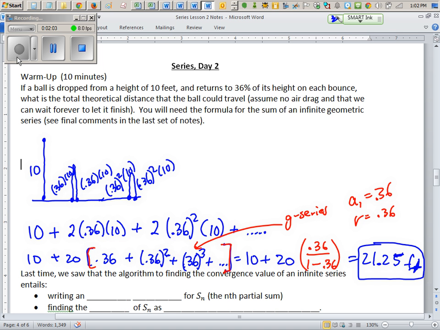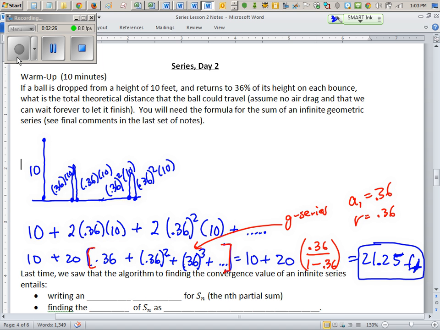So it's all very hypothetical, and it's all kind of very silly, really. The ball can't actually do this, right? The ball will stop bouncing when it stops bouncing. But in a theoretical model, it would take forever to travel this distance. But if you waited forever, it would not travel an infinite distance. It would travel 21.25 feet.